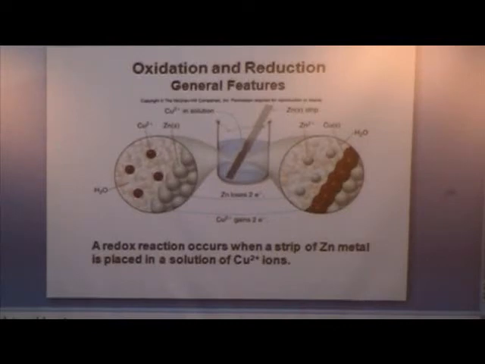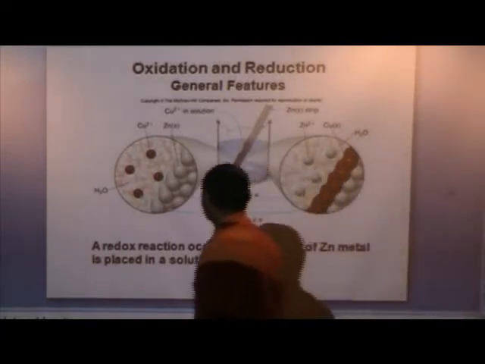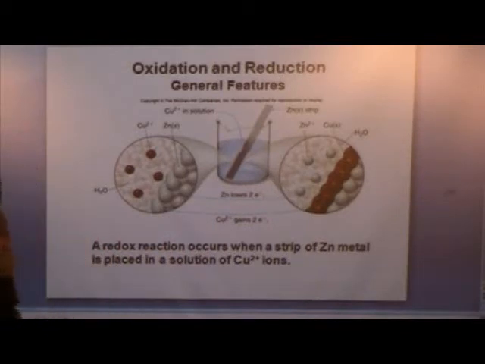You can see oxidation and reduction here. Maybe we have done this in the lab sometimes, with copper and zinc. A redox reaction occurs when a strip of zinc metal is placed in a solution of copper ions. What's happening here when copper is in solution, for example copper sulfate? Maybe I can write this.